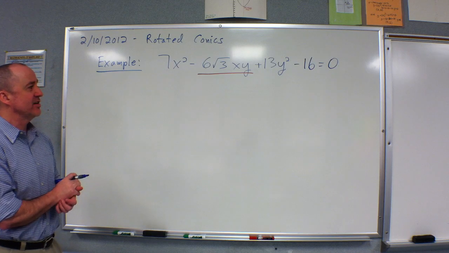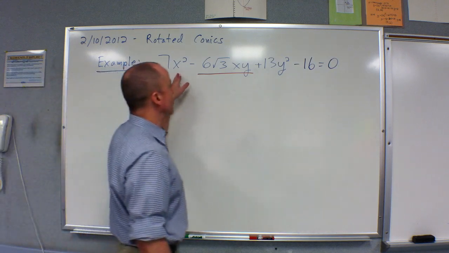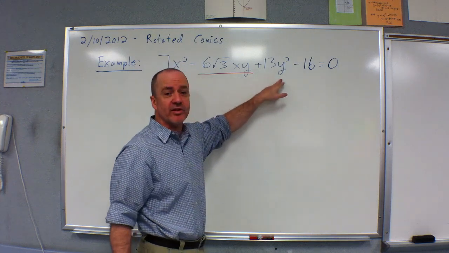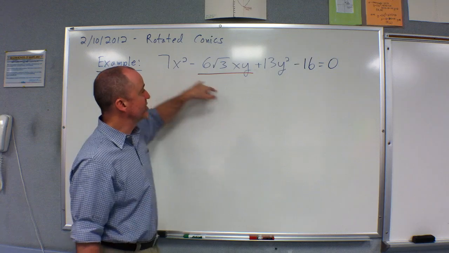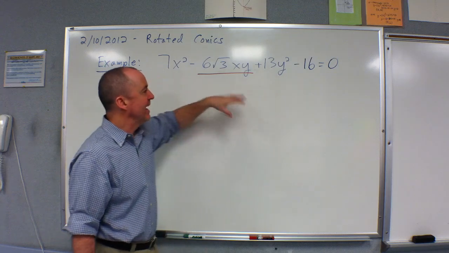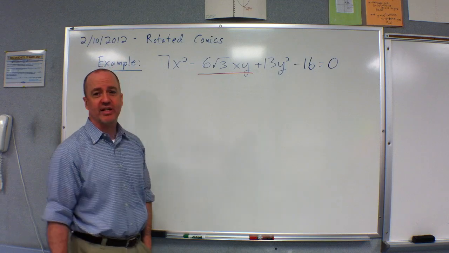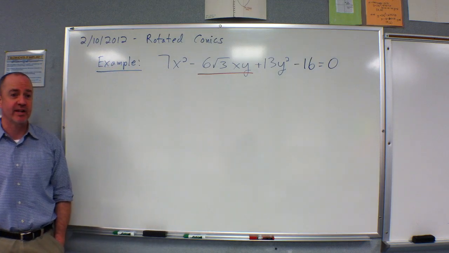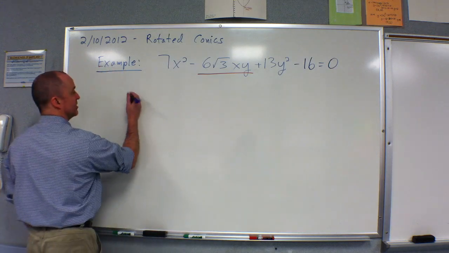You also can't use your tricks for identifying the conic. Normally, if you see 7x squared plus 13y squared, you would say this is an ellipse, because I have an x squared term, a y squared term, and they're different numbers, so it's not a circle. But that trick doesn't particularly work here. They can change signs, they can change numbers. How much has it been rotated?